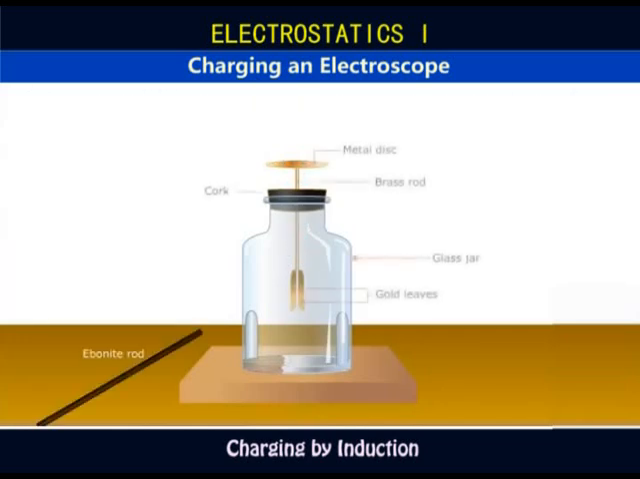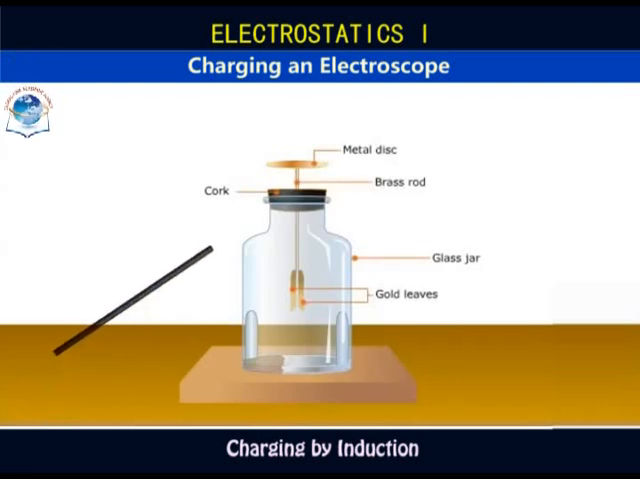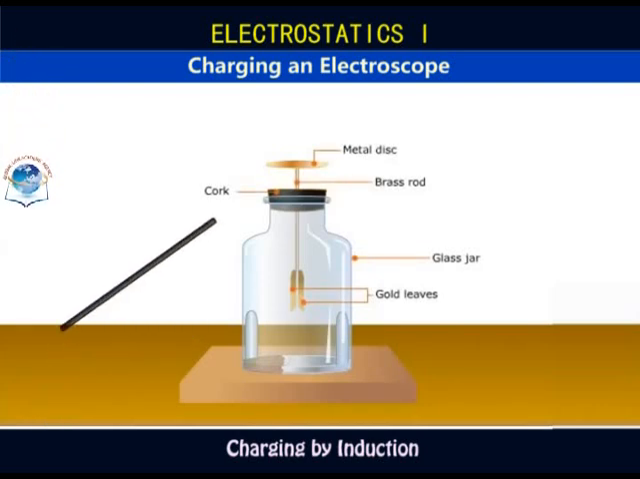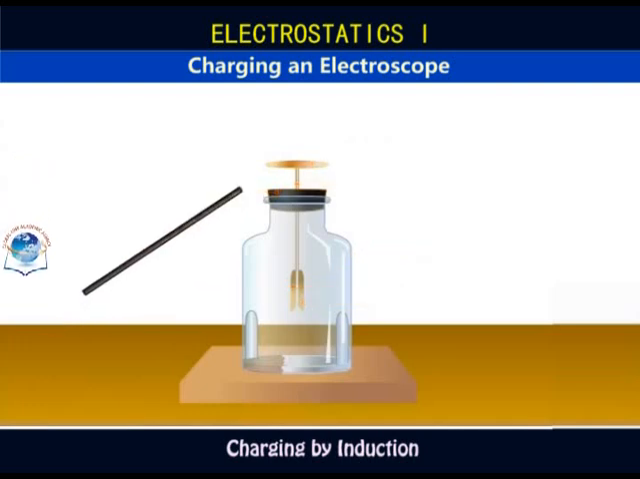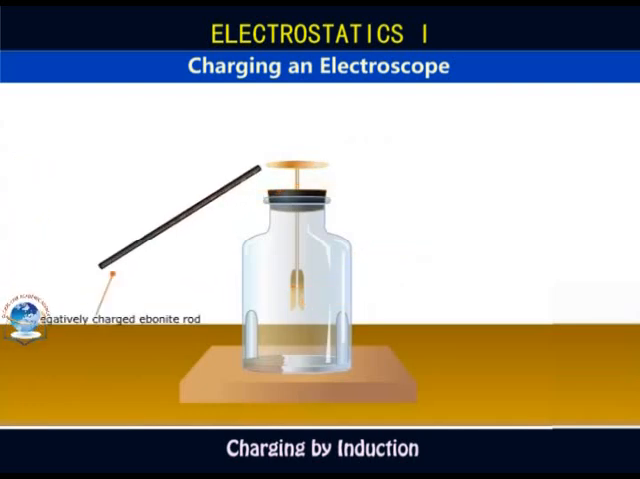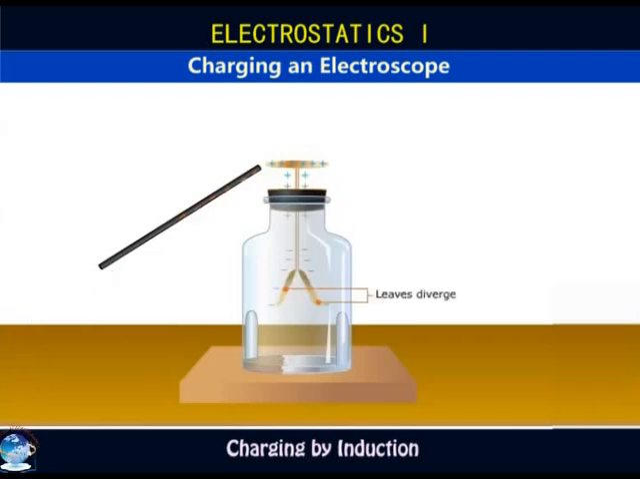In the same way, an electroscope can be charged positive by bringing a negatively charged rod near the metal plate. It repels the negative charges downwards, causing the leaves to diverge. The positive charges are bound at the metal plate due to attraction to the negatively charged rod.